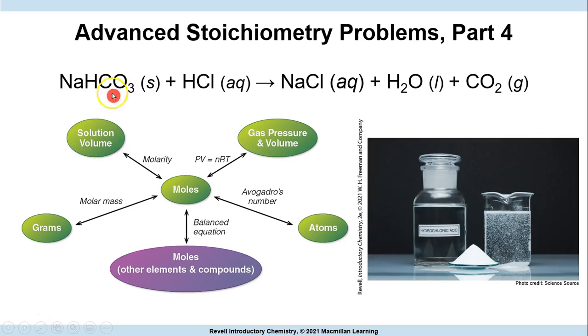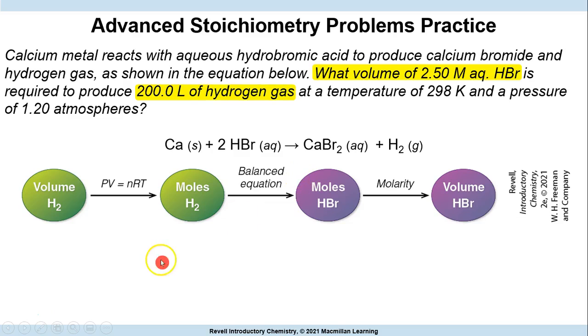So you can formulate any of the questions that you want here. So you can say, given 1 gram of sodium bicarbonate, how many grams of sodium chloride are you going to obtain? You just have to work that out. Now let's look at this example here.